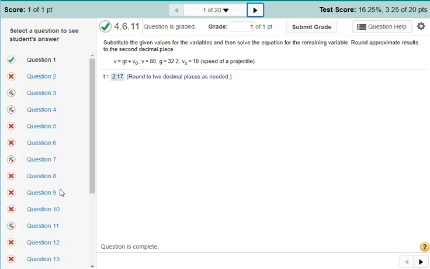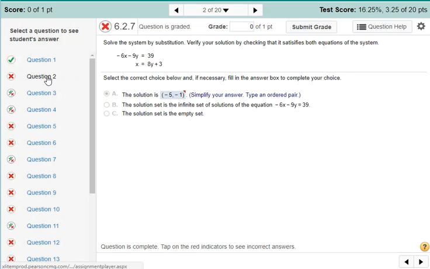So we're looking at part of quiz number 3, and there's a few questions we want to look at here. This particular student got a few wrong, and we just want to talk about them. The first one, question number 2, is on solving a system by substitution.